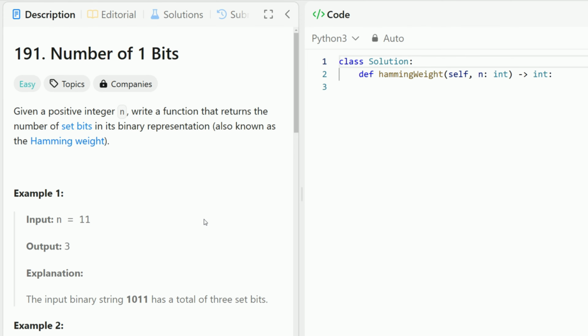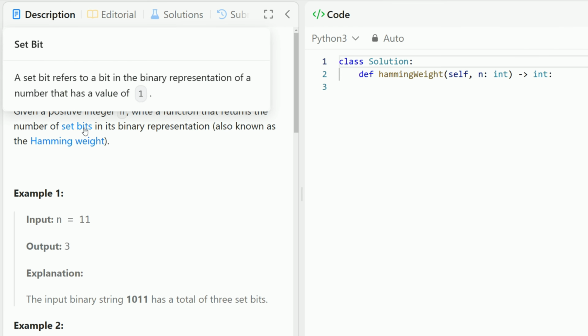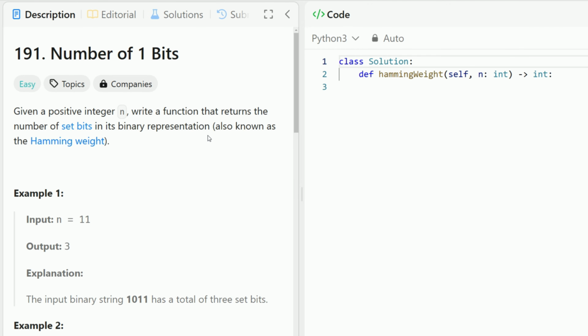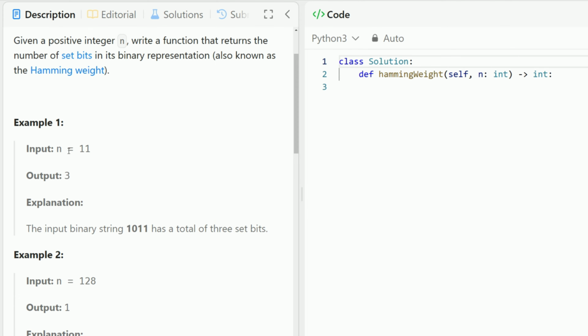Today we're looking at LeetCode problem number 191, number of 1 bits. This is a really cool bit problem in LeetCode and helps you get started to understand binary representations of numbers. So given a positive integer n, write a function that returns the number of set bits, which is just 1 bits, in its binary representation. So if n is equal to 11, in binary this is written as 1011. And so we should output 3 because there are 3 ones.